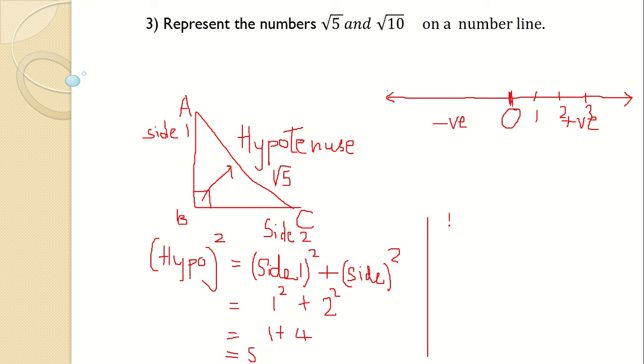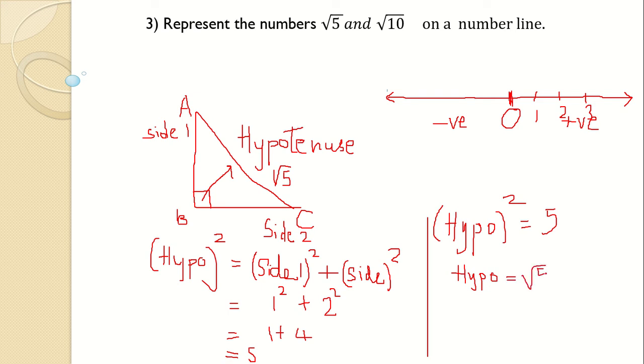That means, see what I got? I got hypotenuse square is equal to 5. Taking square root on both sides, I get hypotenuse is equal to root 5, right? If hypotenuse square is 5, then hypotenuse is equal to root 5.